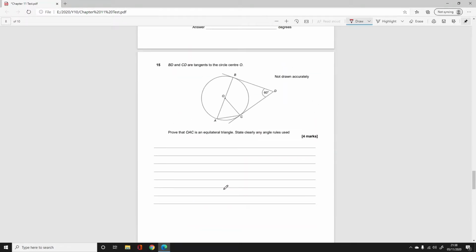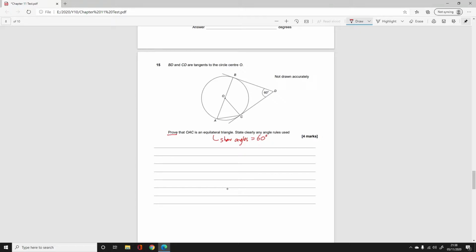Then we have a slightly more difficult one. This is a "prove that". So we need to show that all of the angles in the shape are equal to 60 degrees, or show that all the side lengths are the same, but we're in circle theorem, so we're going to be talking about angles more likely.